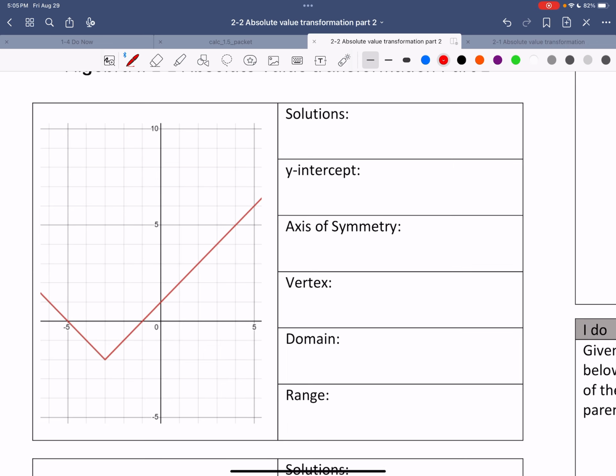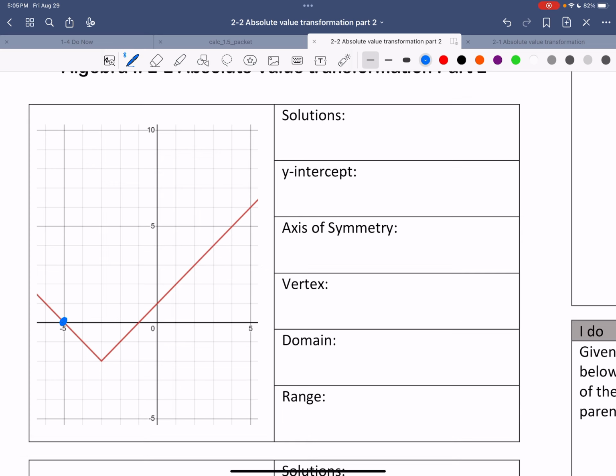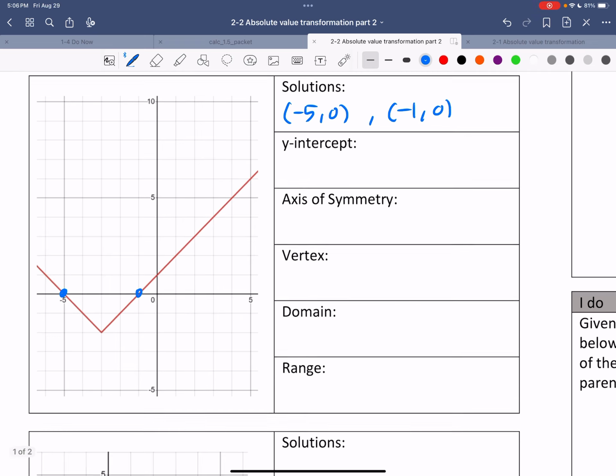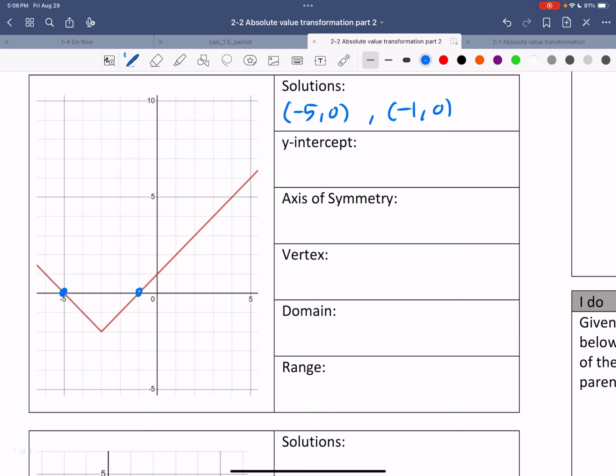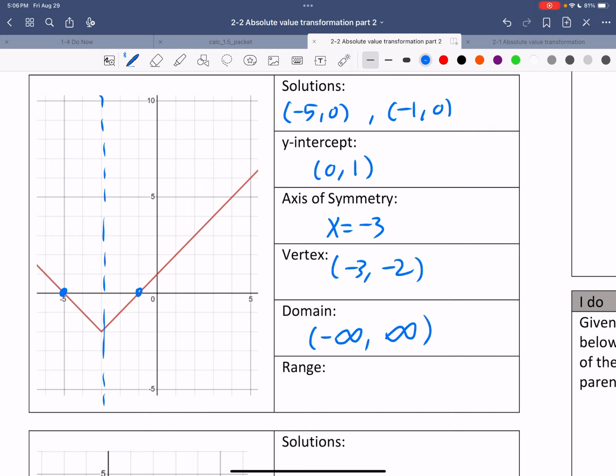So for the solution, we have two solutions, one at -5, one at -1. This one is pretty much the same thing from the previous note, although the graph is slightly different. And the y-intercept, we have this one at 0, 1. Axis of symmetry, where x equals -3, vertex at -3, -2, domain, all real numbers. Now range is the bottom to top. We start from the -2 and keep going to positive infinity.